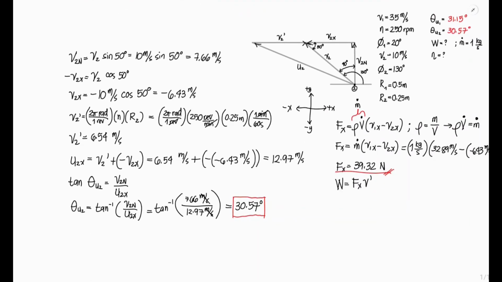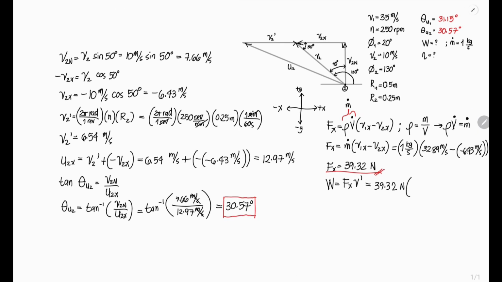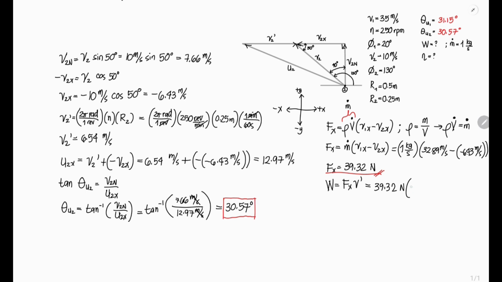Using the value of our F of x, we can now solve for the work. So this is 39.32 Newton multiplied to v prime. But since we have two linear velocities, i-minus lang natin yung second linear velocity, which is the v2 prime, from the first linear velocity, which is v1 prime. Kasi mas maliit yung value ng ating v2 prime compared sa v1 prime. So that is v1 prime minus v2 prime.